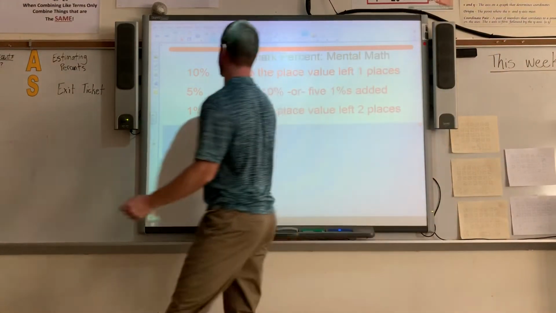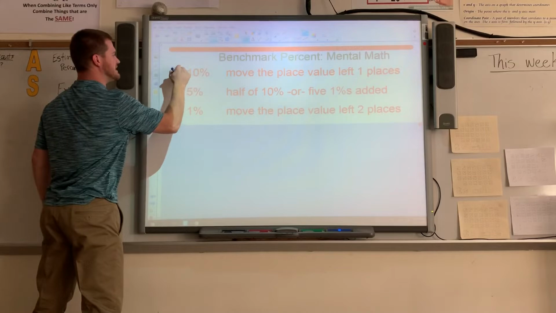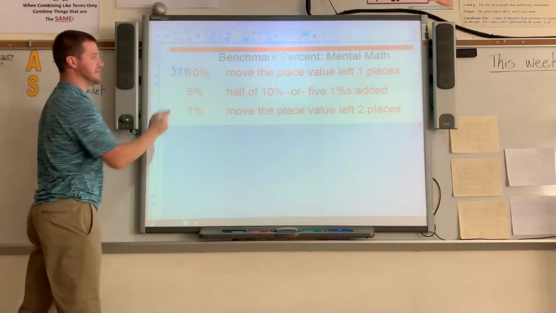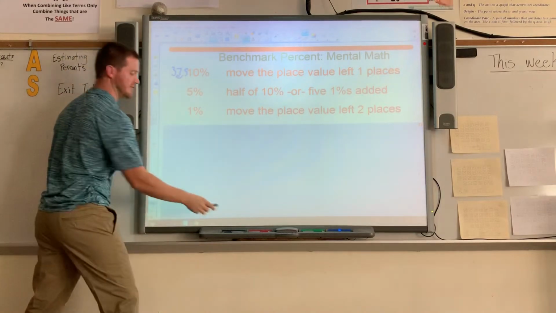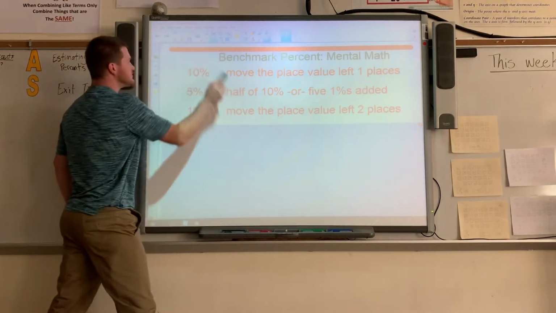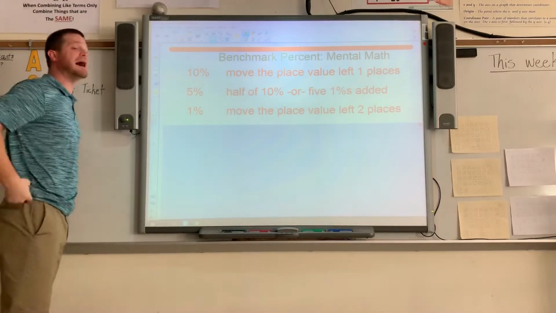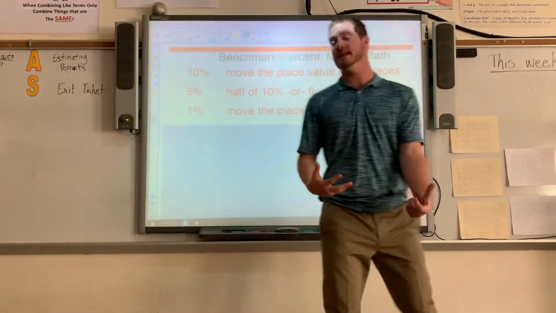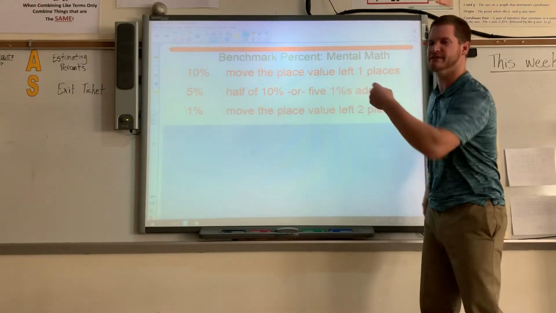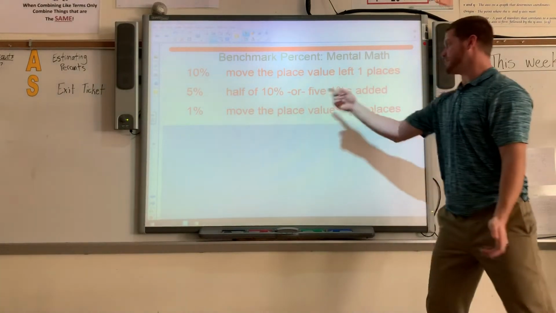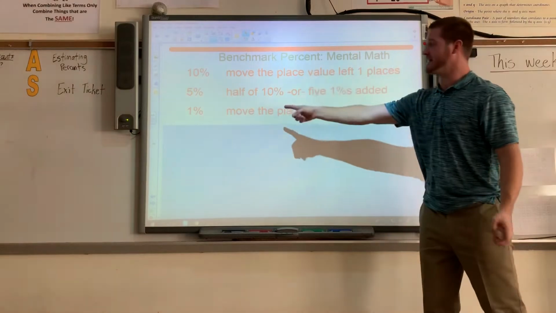So if the number is, let's do that 37.5 again. To find 10% of it, we just move it over right there and we get 3.75. To find 5%, well, we know 5 is half of 10. So once you move that decimal one spot to the left, and then you take half of that number, that gives you 5%. So you find the 10% and then take half of that.